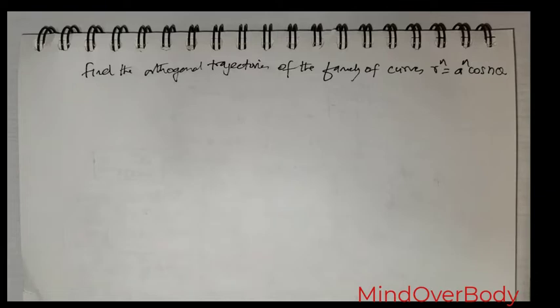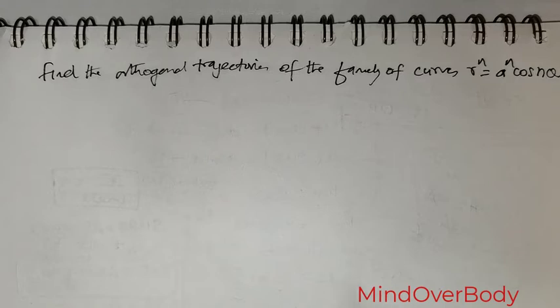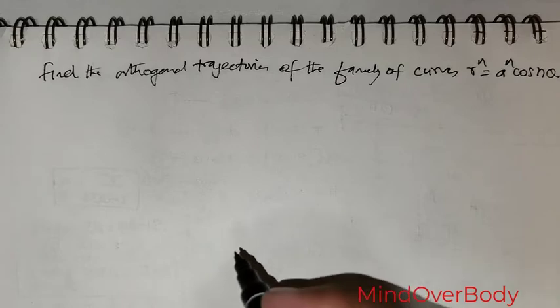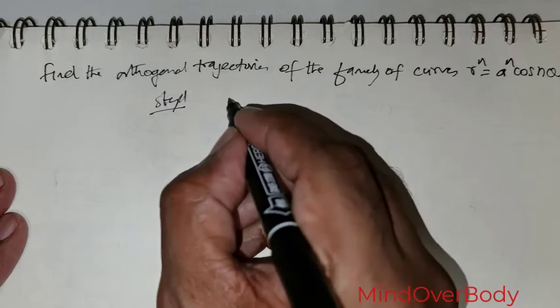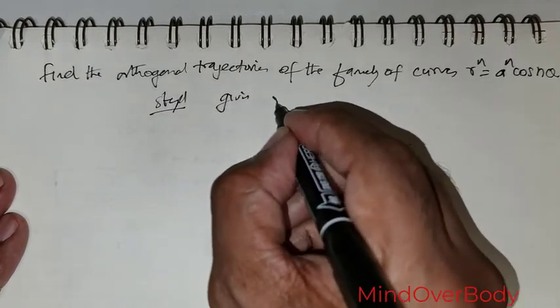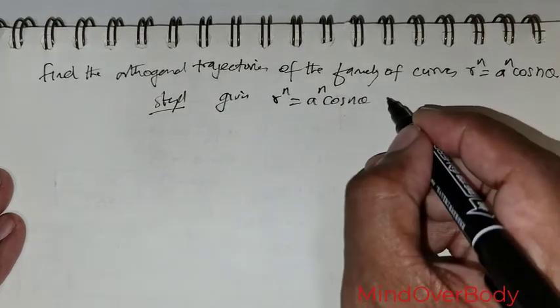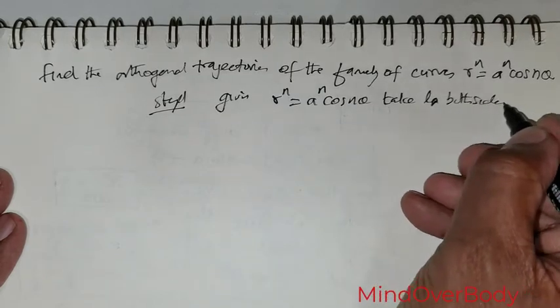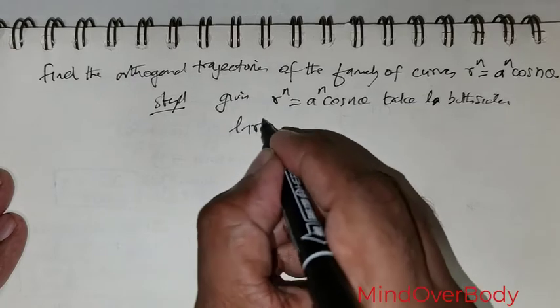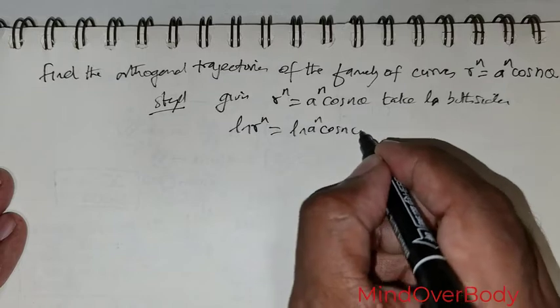Thank you, students. Students, we are given this question: find the orthogonal trajectories of the family of curves r raised to the power of n is equal to a raised to the power of n times cos n theta, where a is the arbitrary constant. So step number 1, I will start off like this. This is given: r^n = a^n cos n theta. What I would like to do is take ln on both sides. So it's going to be ln r^n is equal to ln (a^n cos n theta).